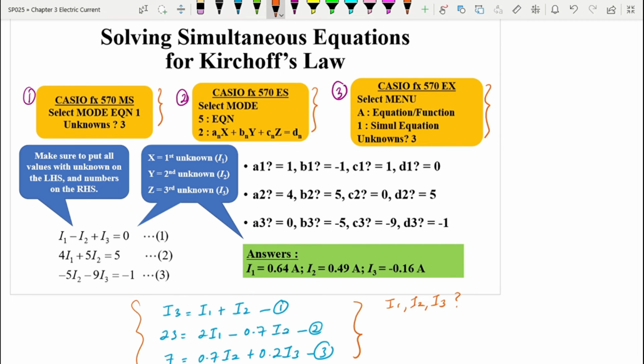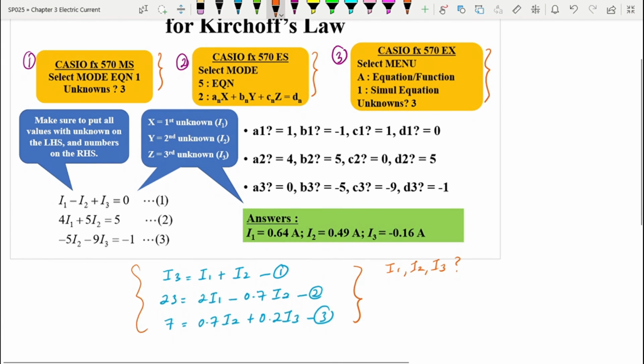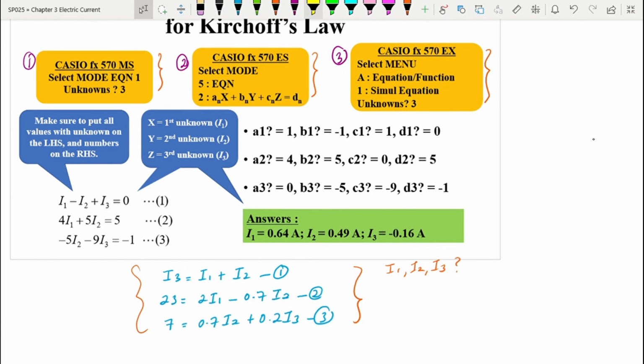So apa yang kita perlu buat adalah kita kena susun equation kita semua yang ada unknown di sebelah kiri. Okay, so di label kat sini, make sure to put all values with unknown on the left hand side and the numbers on the right hand side. So dalam equation kita ada yang nombor sahaja dan ada yang bersama dengan unknown. Contohnya equation yang pertama, ini semua sebagai unknown. Okay, tetapi equation kedua kita ada number dan juga number with unknown. Okay, so apa yang kita kena buat? Kita kena susun semua yang ada unknown. Contohnya I1, I2 dengan I3 di sebelah kiri. Tinggalkan 0 di sebelah kanan, kalau tak ada nombor lah.